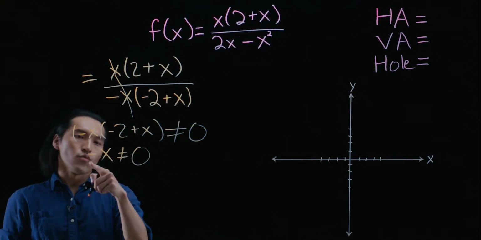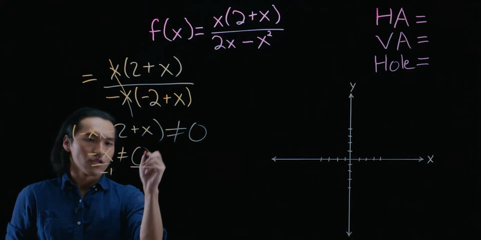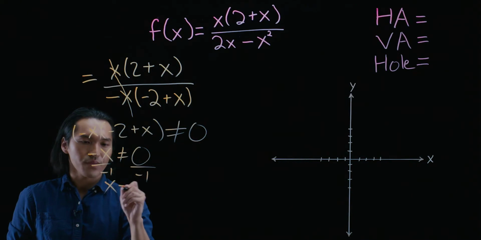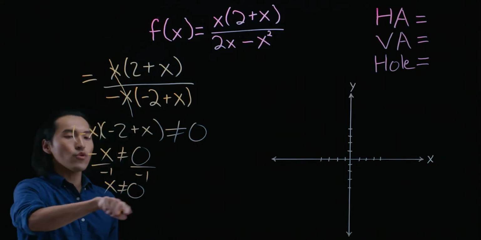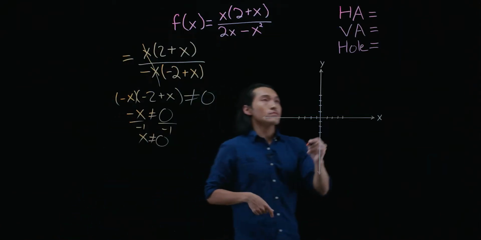So then we can say negative x can't be equal to 0. Well, we can remove the negative sign just by dividing both sides by negative, and 0 divided by negative obviously doesn't do anything because 0 is still 0. So x can't be 0. That would be the location of one of the holes.